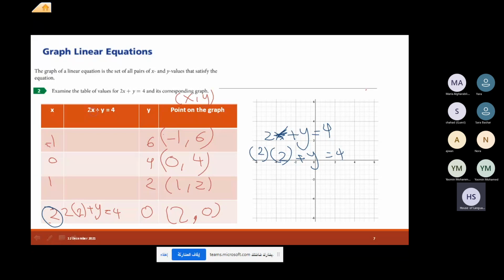Now, tomorrow, the period is finished. Tomorrow, I will let you learn how we can plot these numbers in the coordinate plane and how they give me a line. They must give me a line. If they didn't give me a line, I did something wrong.